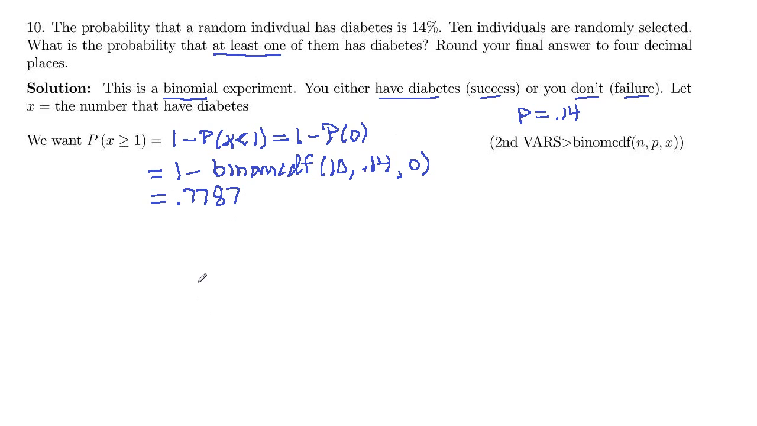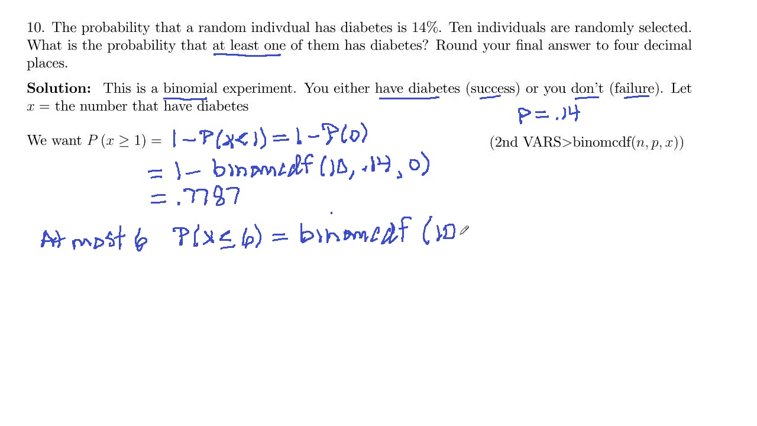Now, if they said, what is the probability that at most 6 had diabetes? So at most 6 would be the probability that x is less than or equal to 6. So that's already a less than or equal probability, so we don't need to use complement there. This would just be binom CDF. And you've got 10 trials total. Probability of success is 0.14, and we're going from 0 up to 6. Put a 6 in there. Go ahead and compute this.